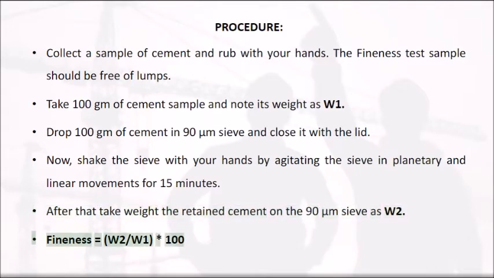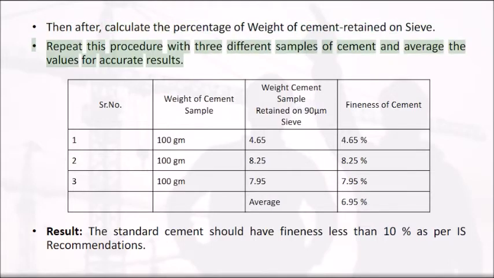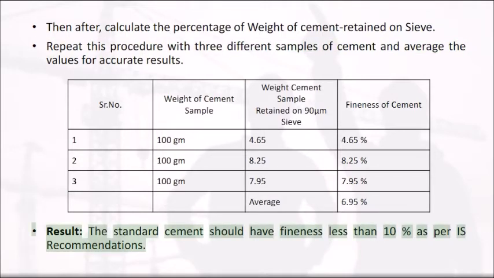Fineness equals W2/W1 times 100. Then calculate the percentage of weight of cement retained on the sieve. Repeat this procedure with 3 different samples of cement and average the values for accurate results. Result: the standard cement should have fineness less than 10% as per IS recommendations.